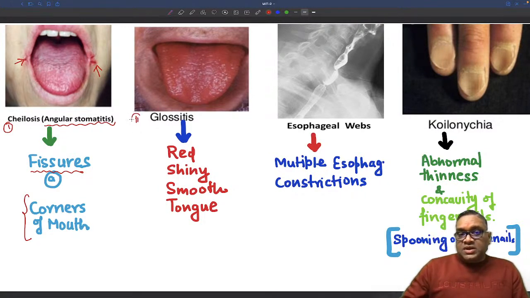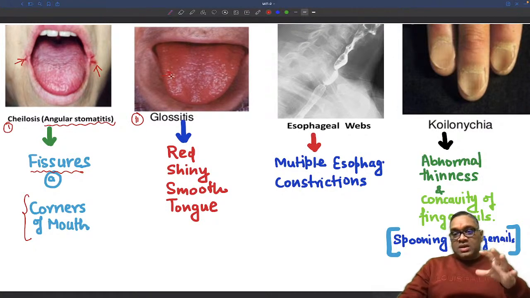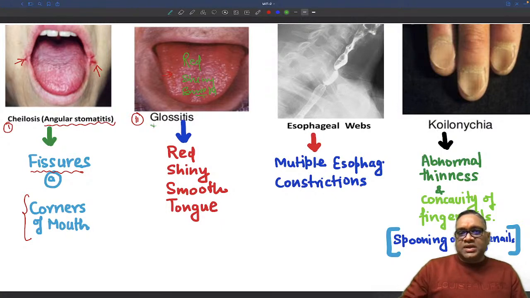Second is glossitis. Now you can see there is a shiny and smooth tongue, and it looks fiery red. So red, shiny, smooth tongue. Whenever you find a red, shiny, smooth tongue, that is glossitis, right?